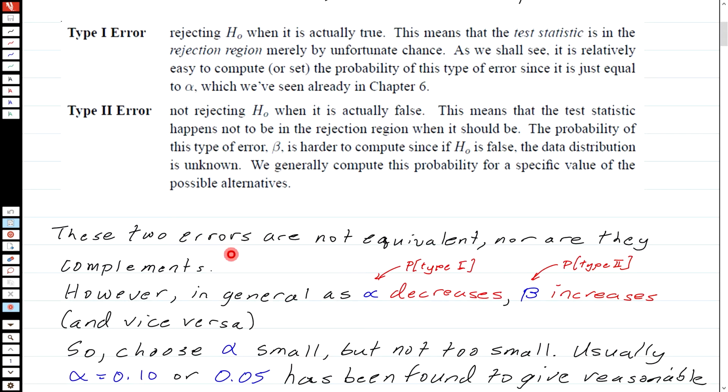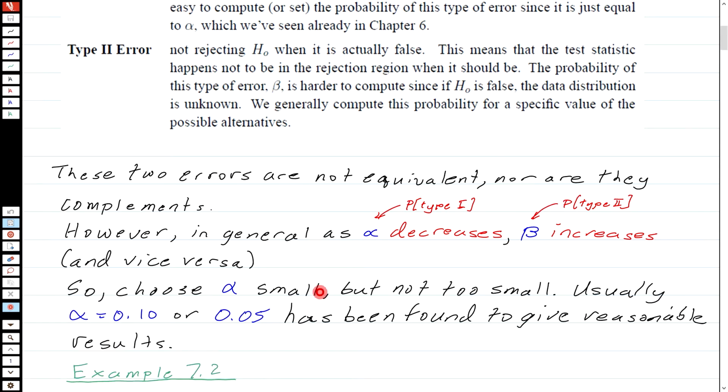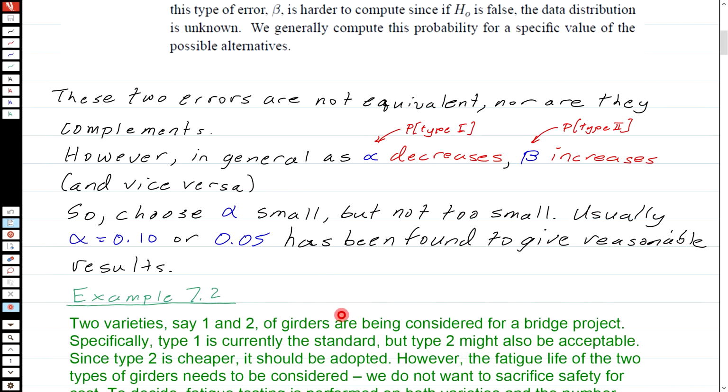So these two errors are not equivalent, nor are they complements. One is not one minus the probability of the other. But like I mentioned, as alpha decreases, beta tends to increase. So we choose alpha small, usually 5 or 10% has been found to be reasonable.